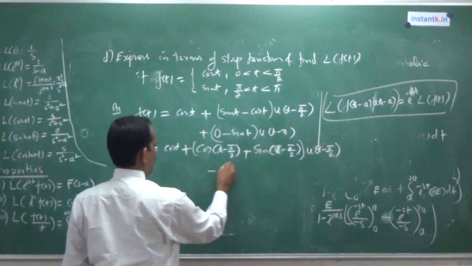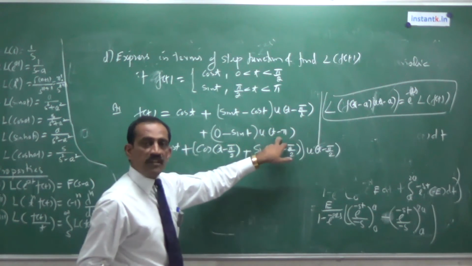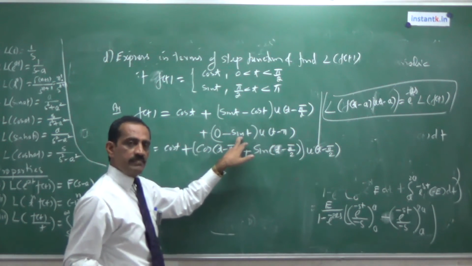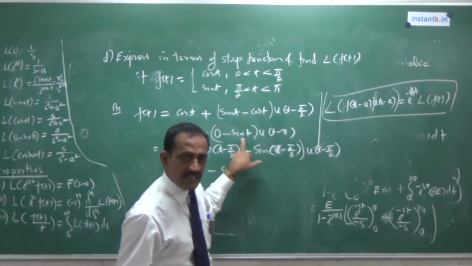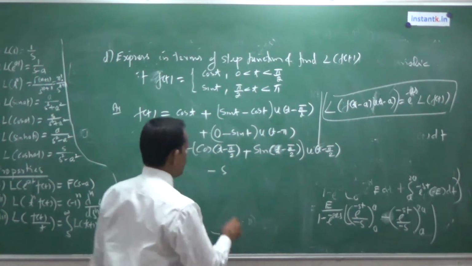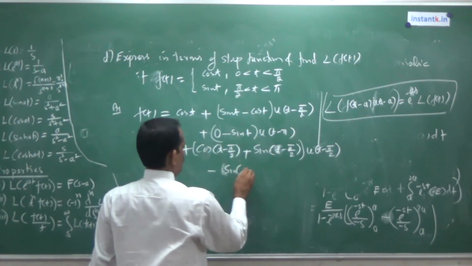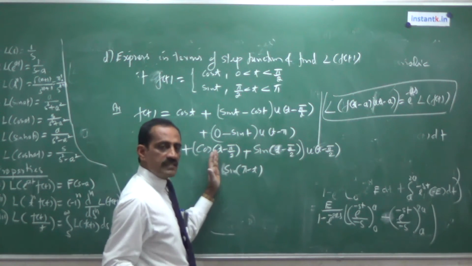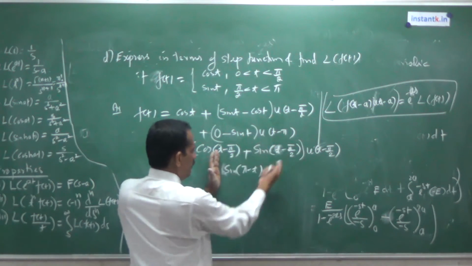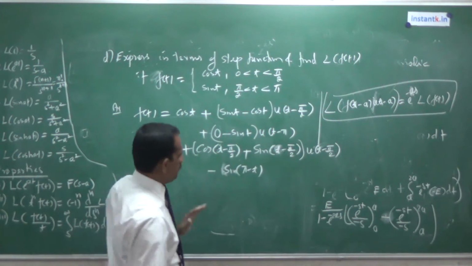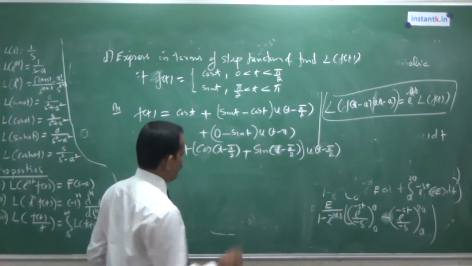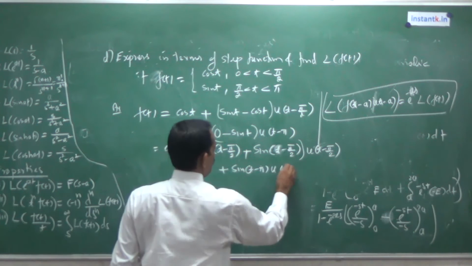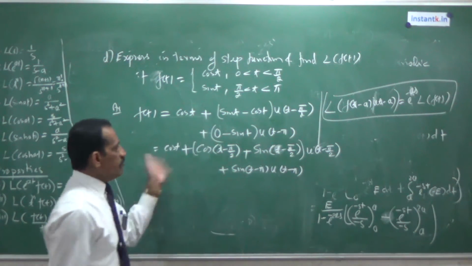Next, minus of this term, which is in terms of t minus pi. So write this sin t in terms of t minus pi. How do you write it? You know that sin of pi minus theta is sin theta itself, so we write sin of pi minus t, which means sin t only. But I need t minus pi. Take the minus sign outside, and we get plus sin of t minus pi into u of t minus pi. Now find the Laplace transform.